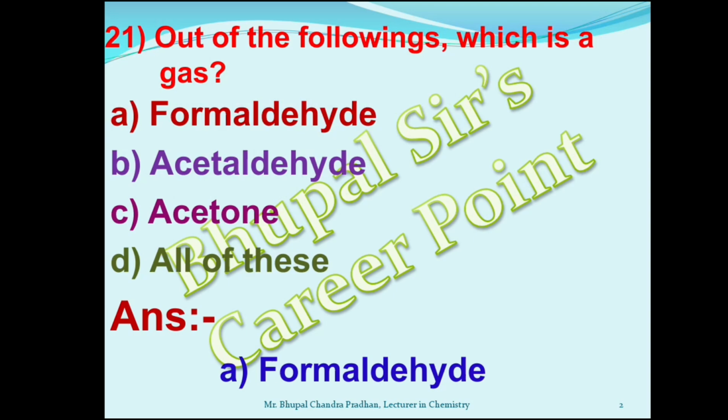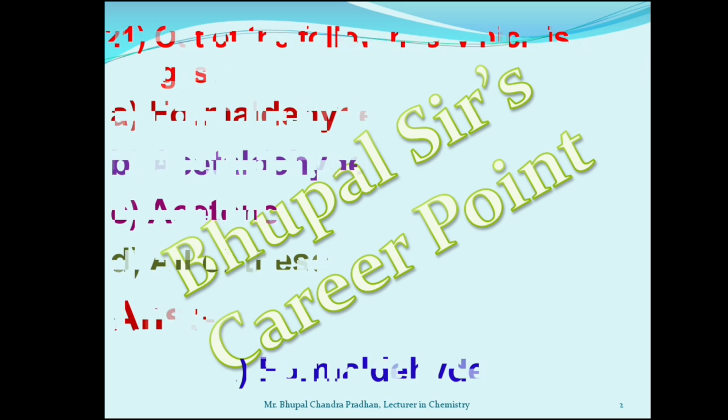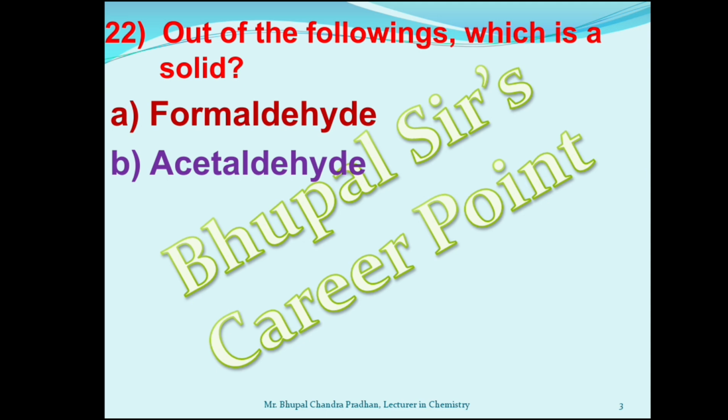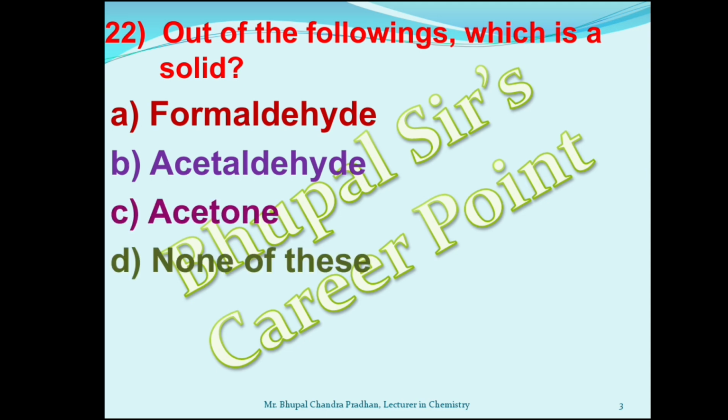Now, let us come to the next question of this session, that is question number 22. Out of the following, which is a solid? Option A, formaldehyde. Option B, acetaldehyde. Option C, acetone. Option D, none of these. The students, try to give the correct answer.